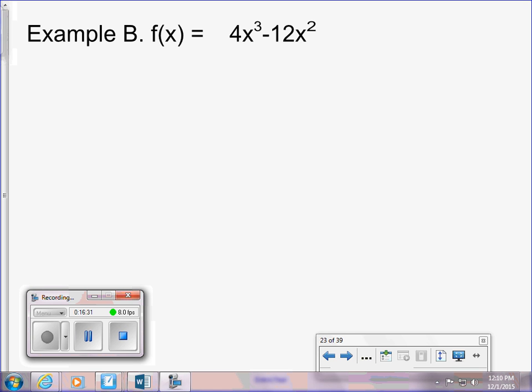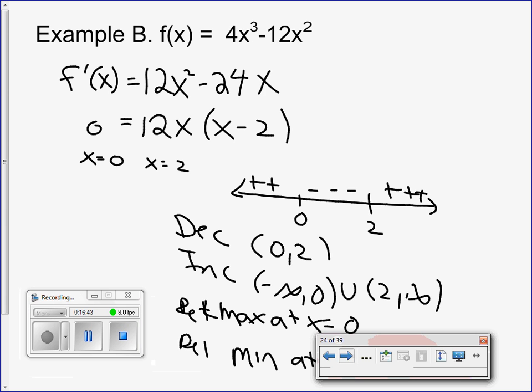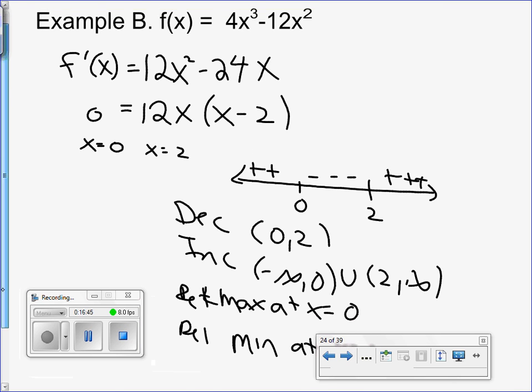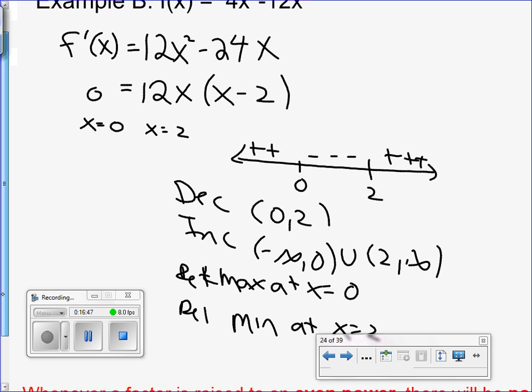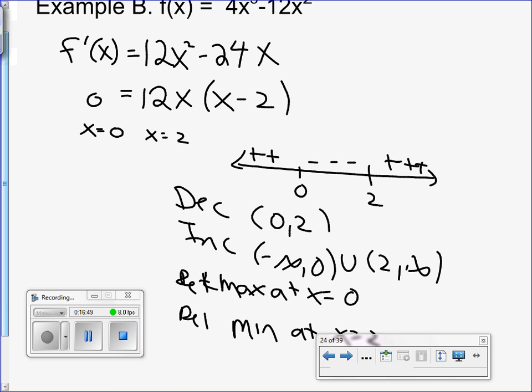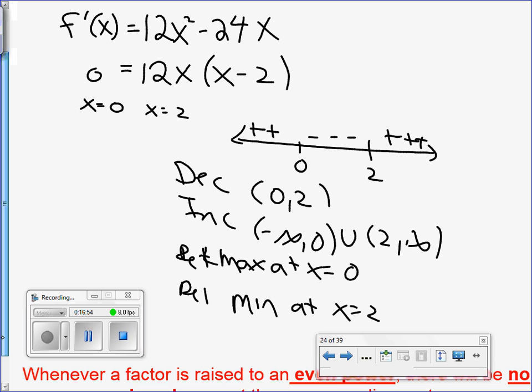So in B, was there a max or a min, or what's going on in B? What'd you get? A max and a min. Yep. So we had critical values at 0 and 2. So the max is at x equals 0, and the min is at x equals 2.